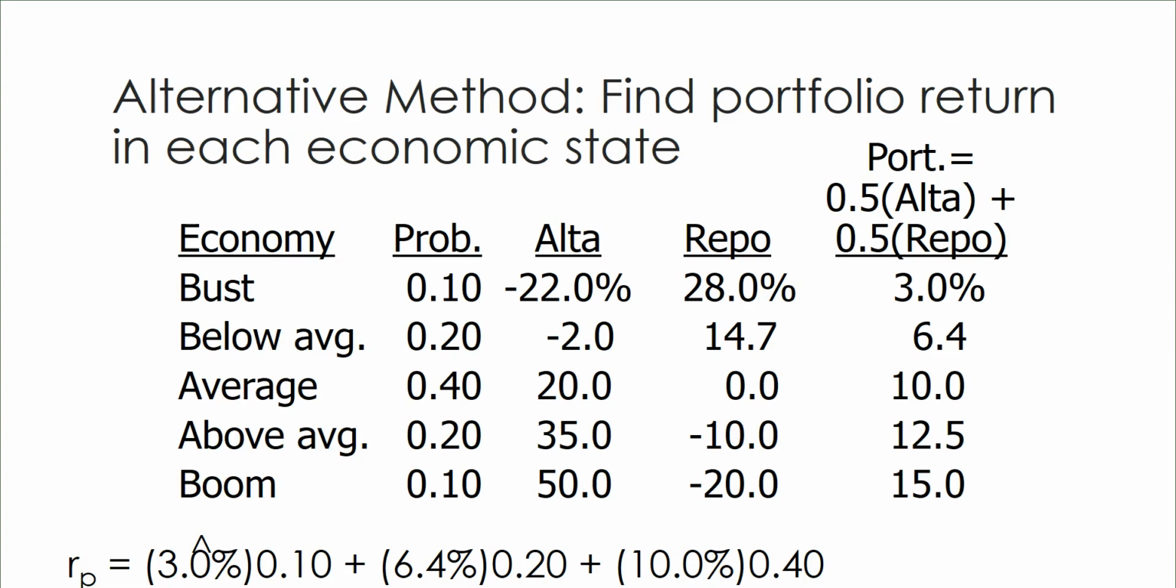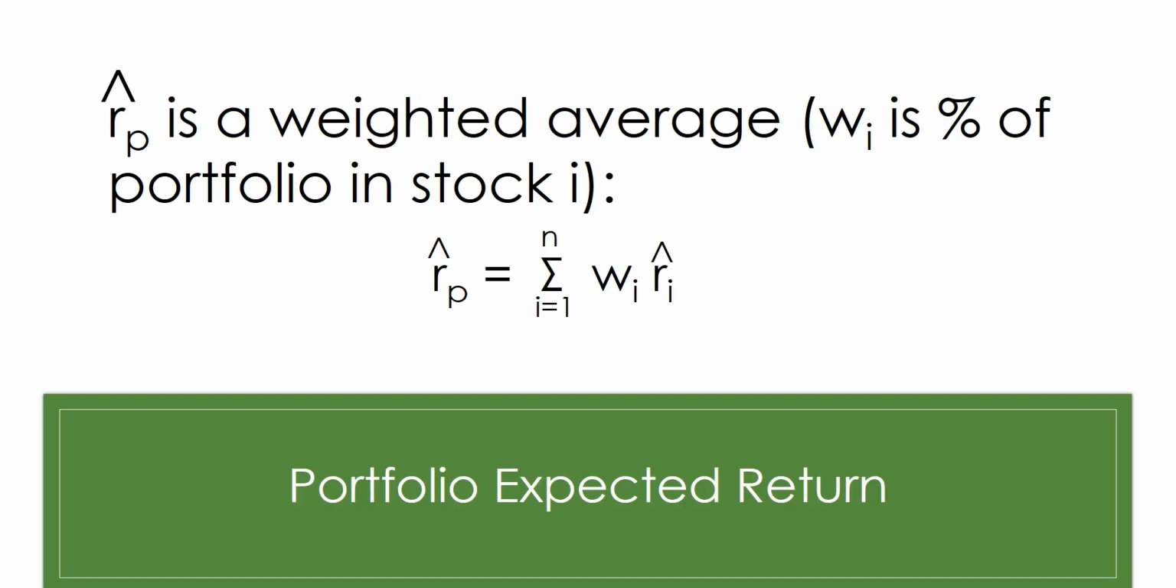So if we had a portfolio comprised of 50% Alta and 50% RepoMin, in a previous recorded series where we talked about standard deviation and expected return, we had found that the expected return for Alta was 17.4% and the expected return for RepoMin was 1.7%. So let's calculate the return of a portfolio comprised of these two assets.